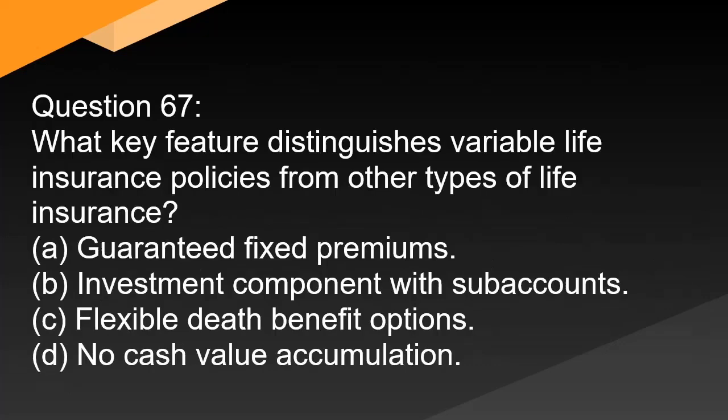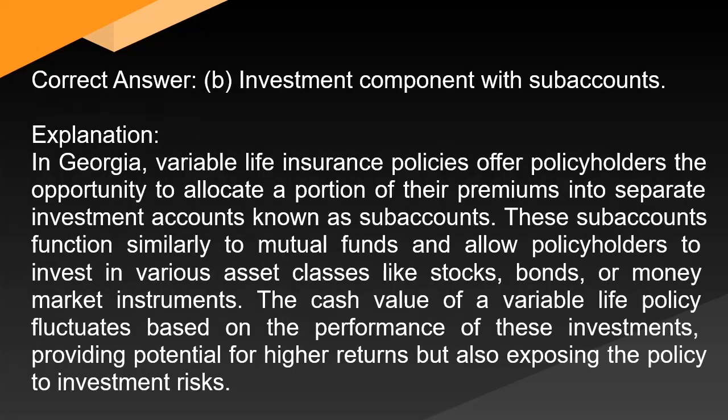Question 67. What key feature distinguishes variable life insurance policies from other types of life insurance? Correct answer: B. Investment component with subaccounts. Explanation: in Georgia, variable life insurance policies offer policyholders the opportunity to allocate a portion of their premiums into separate investment accounts known as subaccounts.